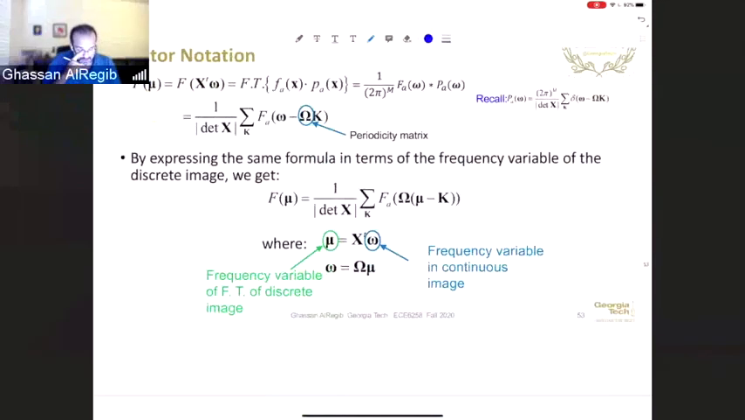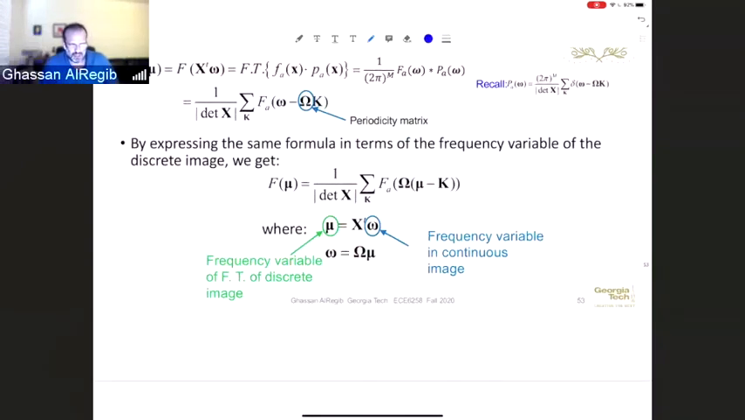So just to introduce what this whole thing is about, let's look at the relationship between this vector mu, this vector omega, which is really phi and omega, this one here in mu and mu, and then the sampling between these two. So the relationship between the frequency variables of the Fourier transform of our discrete signal, remember capital F of mu and mu, and the frequency variables in the continuous signal, which are phi and omega.